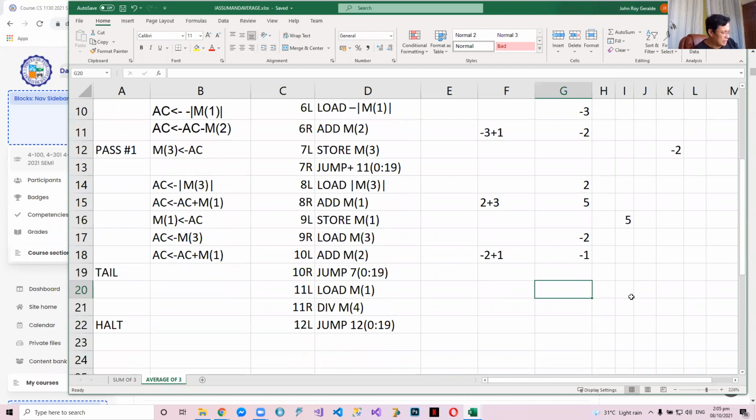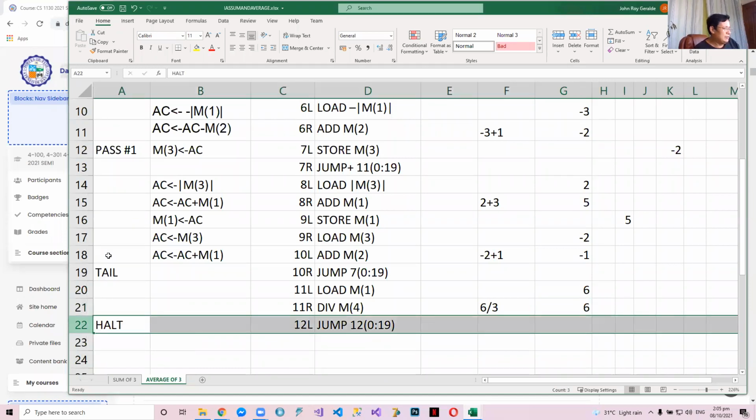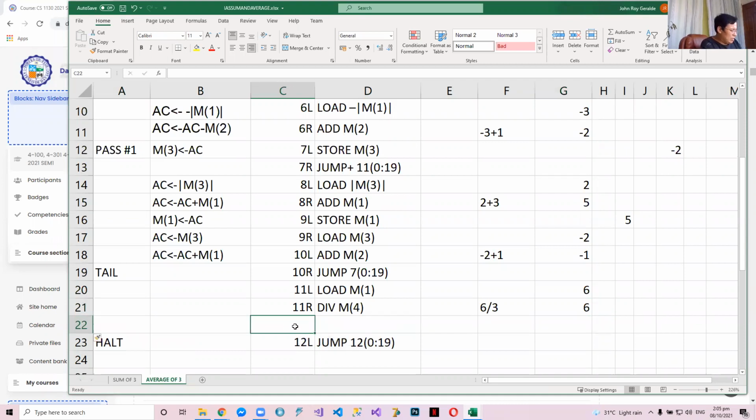The accumulator will become 6. And then we will divide it by M4. So this will become 6 divided by 3. Do you follow? So the final answer is in the accumulator. Do you follow? We're still missing something, no? We should store it. Let me store it in insert. This is 12L. We will store M1. Do you follow? 6 divided by 3 is 2, by the way. So this becomes 2.